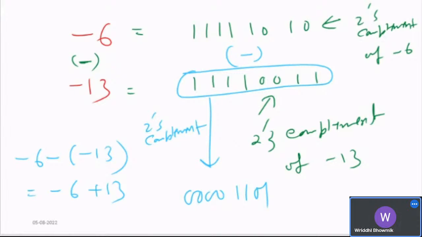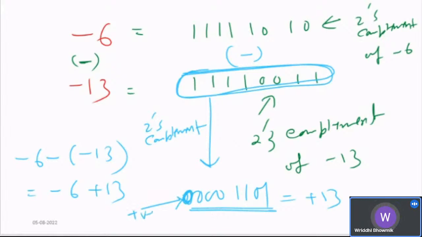Okay, so because it is converted to the +13, how could you get the +13? You just do the 2's complement of this number and this gives you the +13. This is the +13 because in the leftmost position right now 0 is present. It means it gives you the positive sign. So this is the +13.